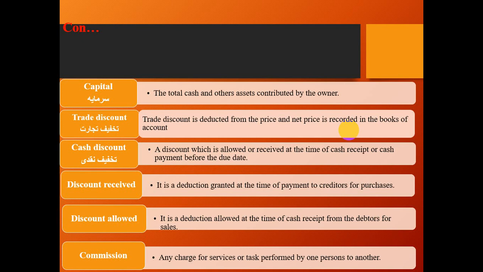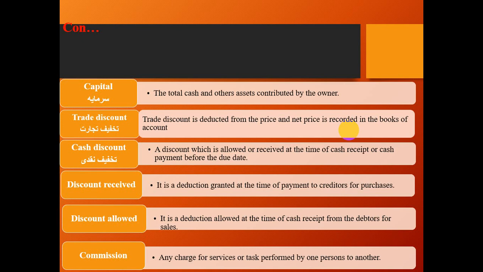In discount we have two types: trade discount and cash discount. Trade discount is normally used for promotions, for marketing purposes, whereas cash discount is given for the purpose of receiving cash on time. Like in the market, if you see they are announcing a discount, that is called trade discount, because they are deducting and they will give you the net price. That is used for promotion purposes, for attracting customers, whereas cash discount is used to protect from bad debt.